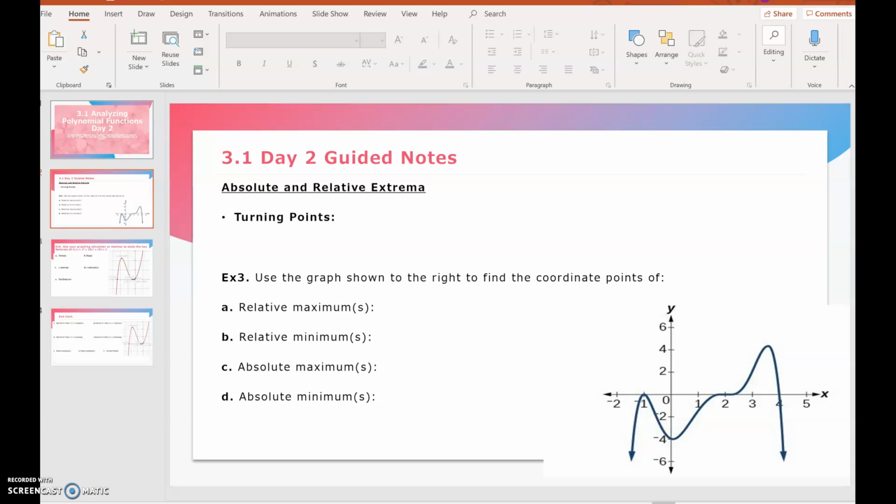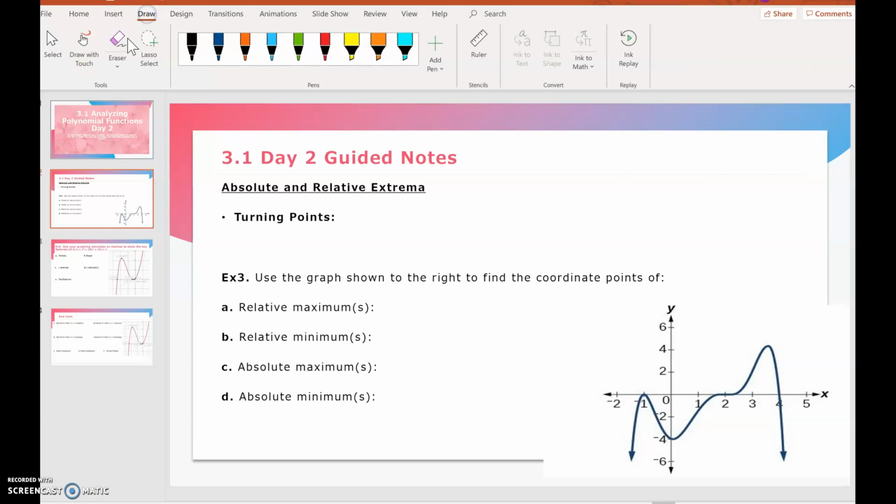Hello, so we are now gonna start the last part of 3.1. So again, 3.1 is analyzing polynomial functions. And so today we will be looking at absolute and relative extrema. So it's basically we're gonna be looking at the minimum and maximum, and there's just different ways to look at the maximum and minimum. So first, a turning point.